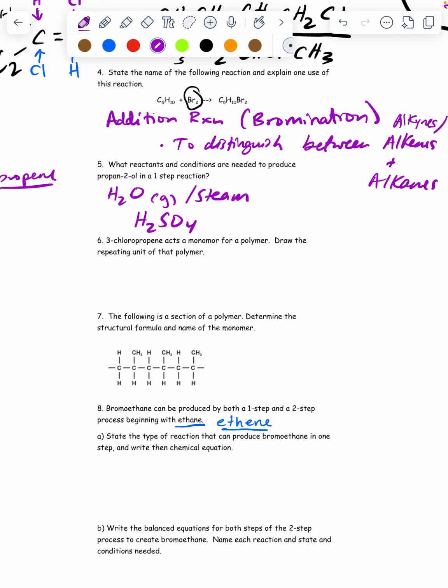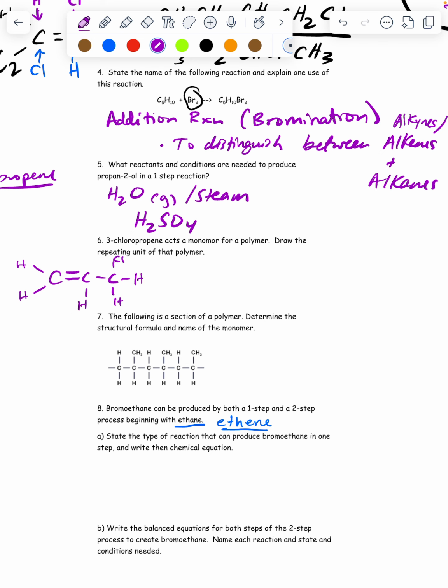3-chloropropene acts as a monomer for a polymer. Let's draw out 3-chloropropene, so 3 carbons. They've implied that chlorine is on number 3, and that implies that the double bond must be between the 1 and 2. So if I now add the rest of the hydrogens, it would look like this.